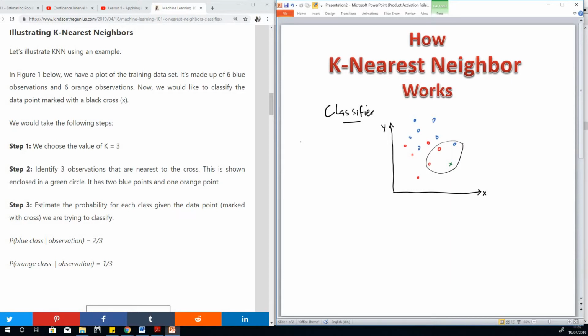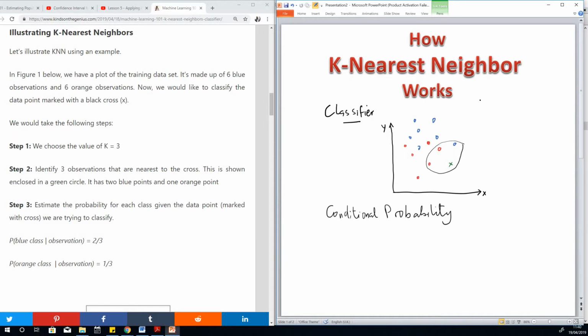Now this is the second step in k-nearest neighbor. The next thing k-nearest neighbor is going to do is to calculate probabilities. What kind of probability will it calculate? It will calculate what is called conditional probability. Don't worry about it, I'm going to explain it in simple terms. So what is conditional probability? Conditional probability is simply the probability that this data point falls into one class given this data point.